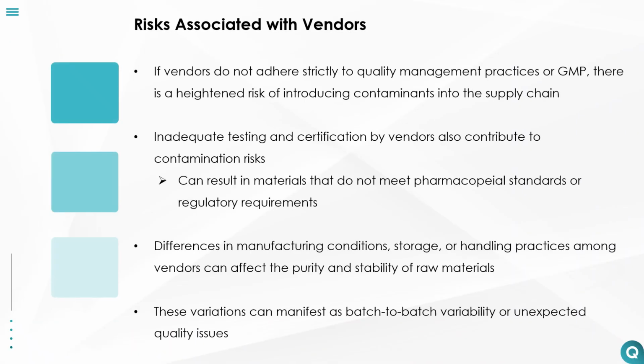Vendors must follow strict quality and GMP practices to prevent contaminants in the supply chain. Their compliance is essential for the safety and effectiveness of pharmaceutical products. Poor testing and certification by vendors can increase contamination risks and lead to substandard materials that affect product quality and patient safety. Differences in how vendors manufacture, store, or handle materials can impact the purity and stability of raw materials, causing quality issues. For example, inconsistent temperature control or sanitation can degrade materials, leading to contamination or loss of potency.